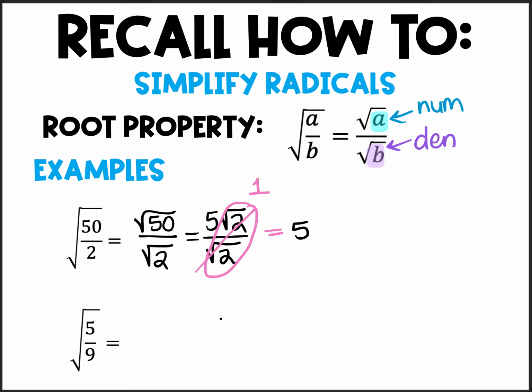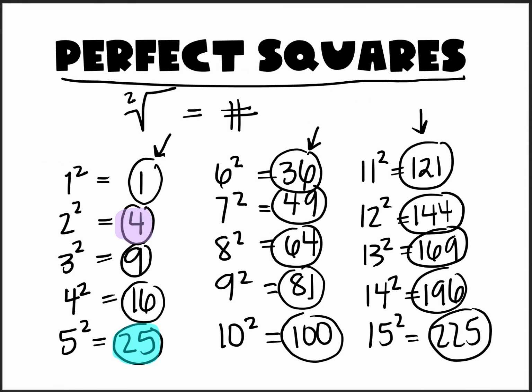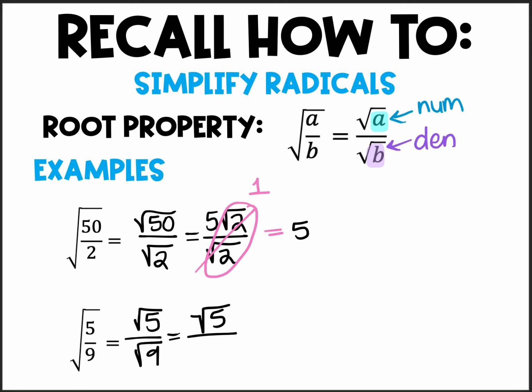Now, for the square root of 5 divided by 9, I can rewrite it as the square root of 5 divided by the square root of 9. The square root of 5 stays there. It's not a perfect square, but the square root of 9 is going to be 3, as per my list of perfect squares. That's my simplified form, the square root of 5 over 3.